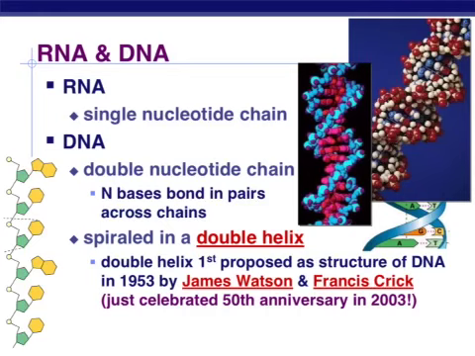Okay, RNA is just a single nucleotide chain. Some people call it a single helix, but it alters its shape so much that I actually don't call it that. DNA, on the other hand, is going to be a double nucleic chain, and we have nitrogen bases that bond in pairs, and that happens in the middle of the actual molecule. It spirals out into a double helix, and its structure was first proposed in 1953 by Watson and Crick, with the help of lots and lots of other people, including Maurice Wilkins and my favorite, Rosalind Franklin.